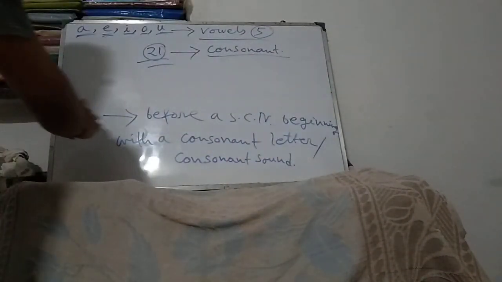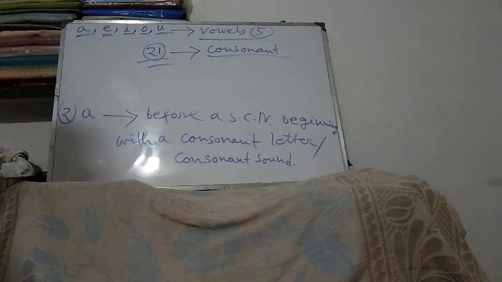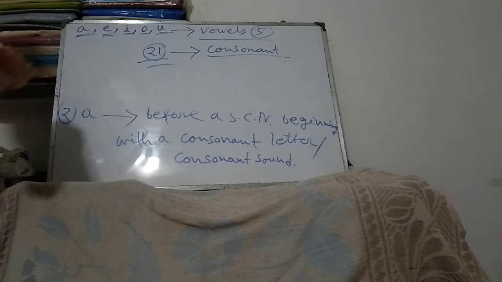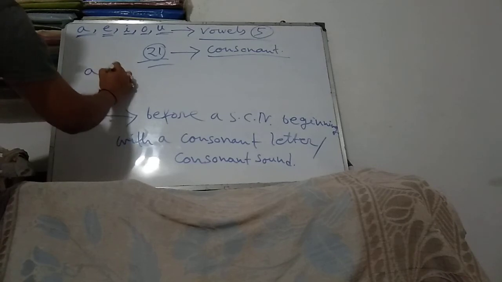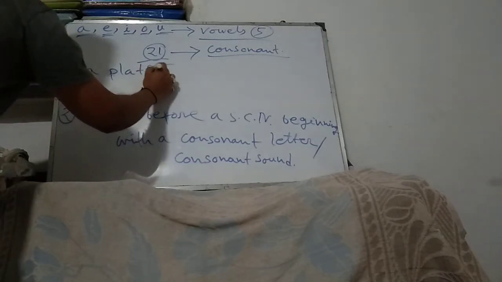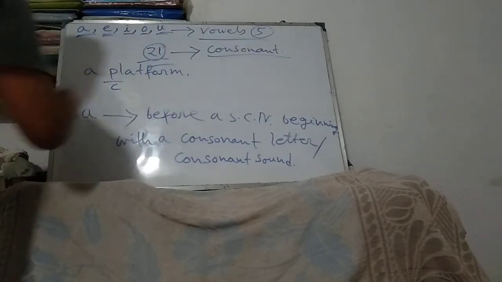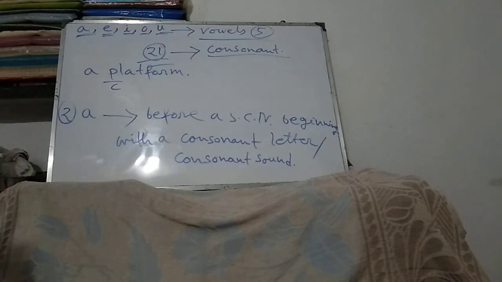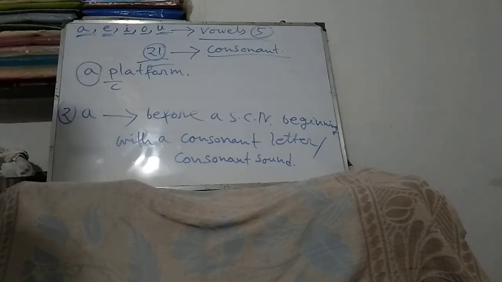And here I have written that before a singular countable noun which begins with a consonant letter or consonant sound, before that a is used. For example, I can say a platform. Here P is consonant letter plus consonant sound. That's why a, this article, is used.